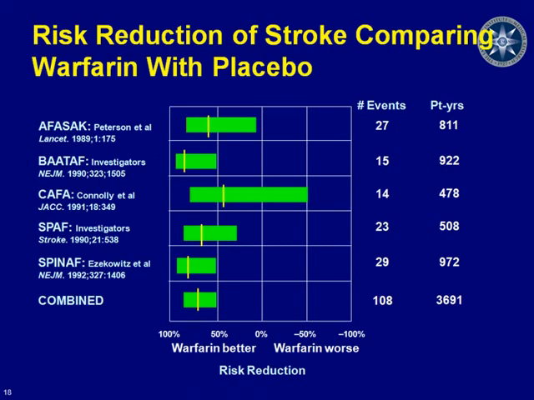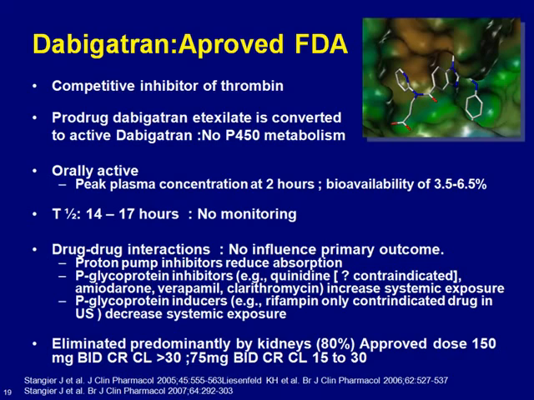Next slide. However, we recognize that Warfarin is a difficult drug to use, and over the last 20 years, there's been a massive effort to develop an alternative to Warfarin. The first agent to be approved by the FDA was the direct thrombin inhibitor, Dabigatran.